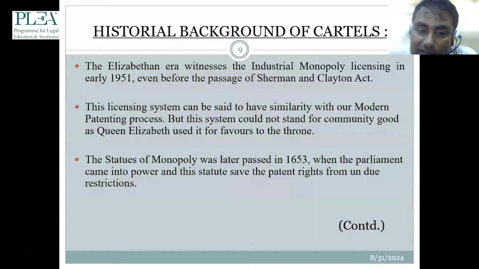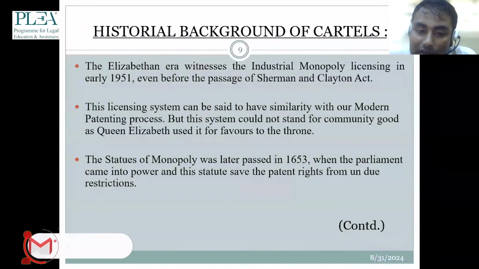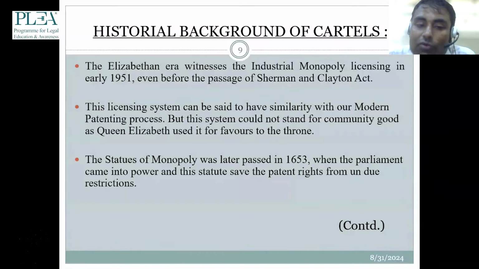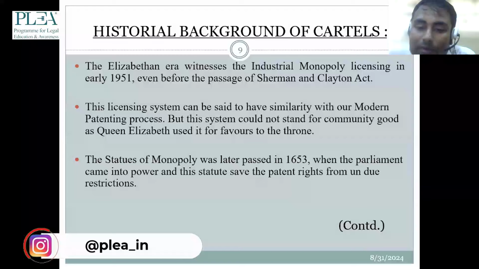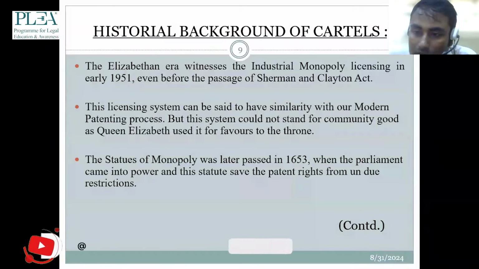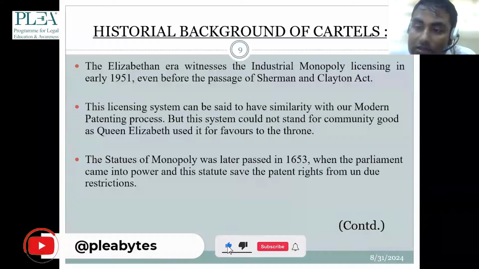And the Statute of Monopolies that was later passed in 1653 when the parliament came into power saved patent rights from undue restrictions. That is the English law that came first, and that is the history of cartel.